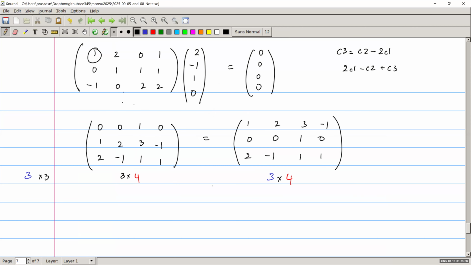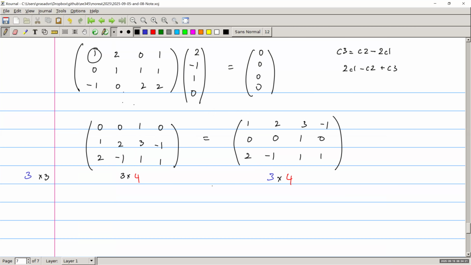Is everyone okay with this? Right, so this blue 3 goes here. The red 4 and this 4 must be the same. For matrix multiplication to even be possible, these two numbers must be the same. And that is how I get this 3, because it matches with this blue 3, the first number of the product.